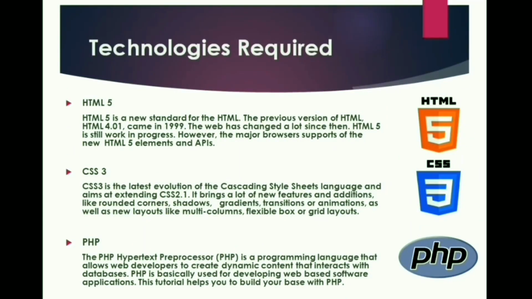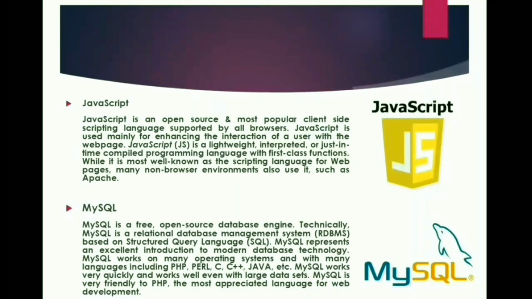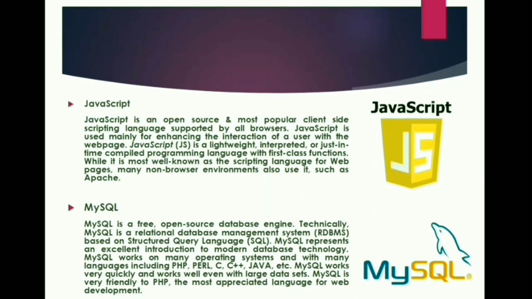The technologies required are HTML5, the new standard for HTML, which brings a lot of new features. Next is CSS3, which has many features like gradient, transition, animation, shadows, multi-column, flexible box, grid layout, etc. PHP is a hypertext preprocessor programming language that is used to connect the site to the database for creating dynamic sites. Next is JavaScript, which is used for enhancing the user's interaction with the website. Next is MySQL, a free open source database engine, technically an RDBMS with SQL.